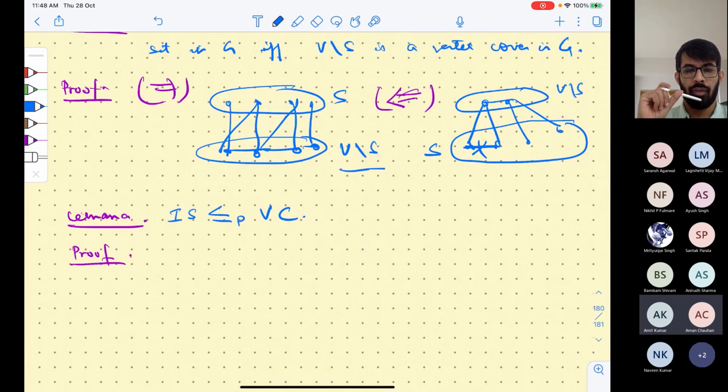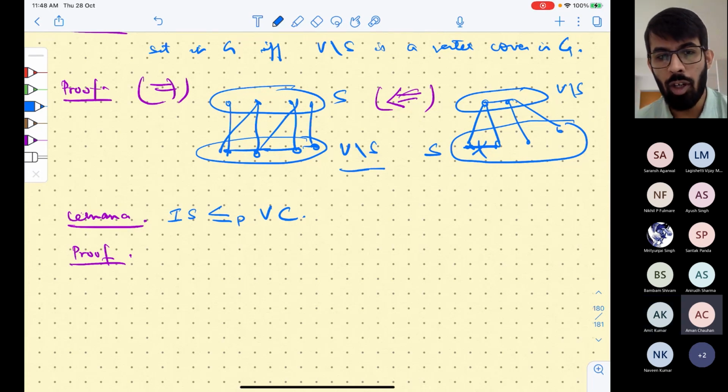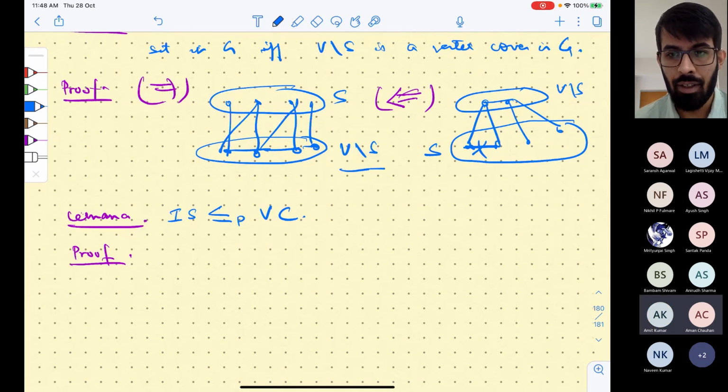Sir, find out independent set and then simply do V minus... no, S. We have to solve independent set using vertex cover. We want to reduce independent set to vertex cover, so we cannot find the independent set directly. Okay, sir. So we'll find vertex cover and then do V minus vertex cover. Exactly. But we are looking at the decision version of the problem.